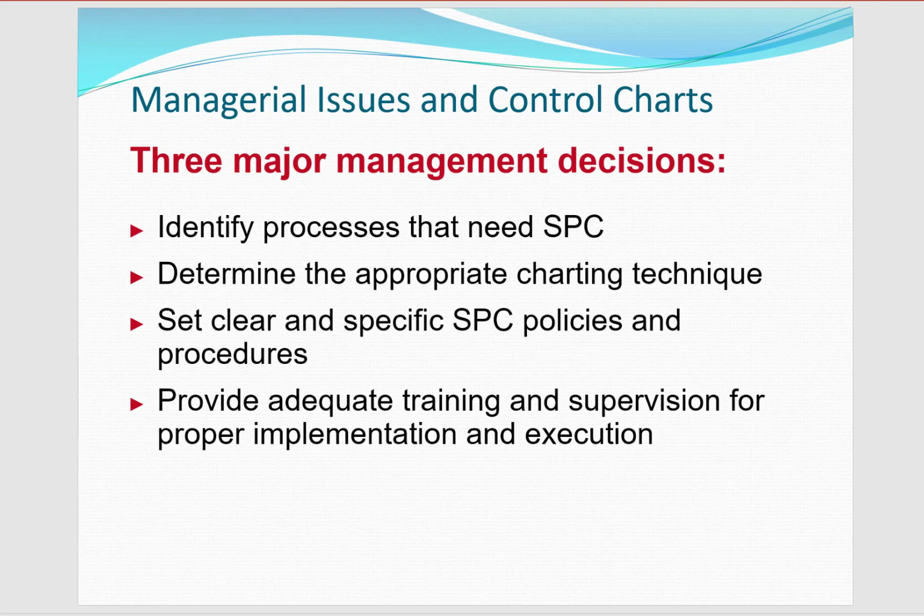So more than anything, we need to think about managerial issues about control charts, and there are actually four major management decisions. One is the management must identify processes that need SPC. Then they need to determine the appropriate charting technique, and then set clear and specific SPC policies and procedures, and finally provide adequate training and supervision for proper implementation and execution of SPC.